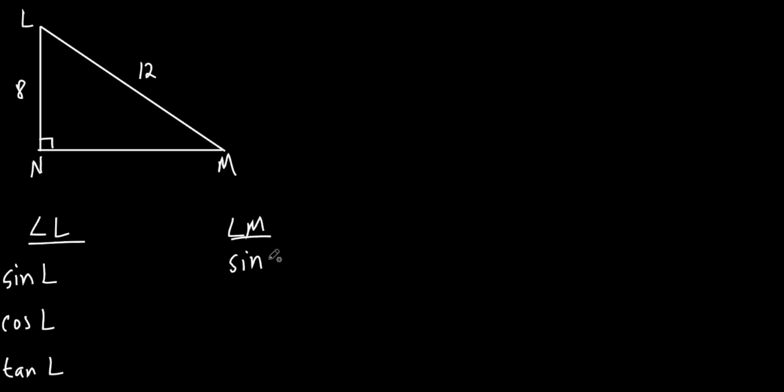For each acute angle. So we want to find them for angle L and angle M. We're going to find the basic 3. So we're trying to find the sine of L, the cosine of L, and the tangent of L. Zanai, did you understand what you're trying to find? Okay, sine of M, cosine of M, tangent of M.